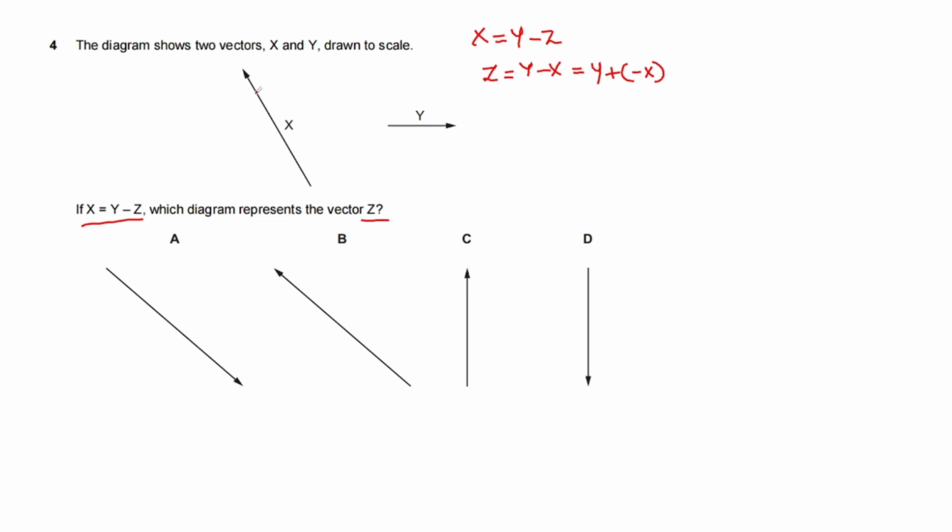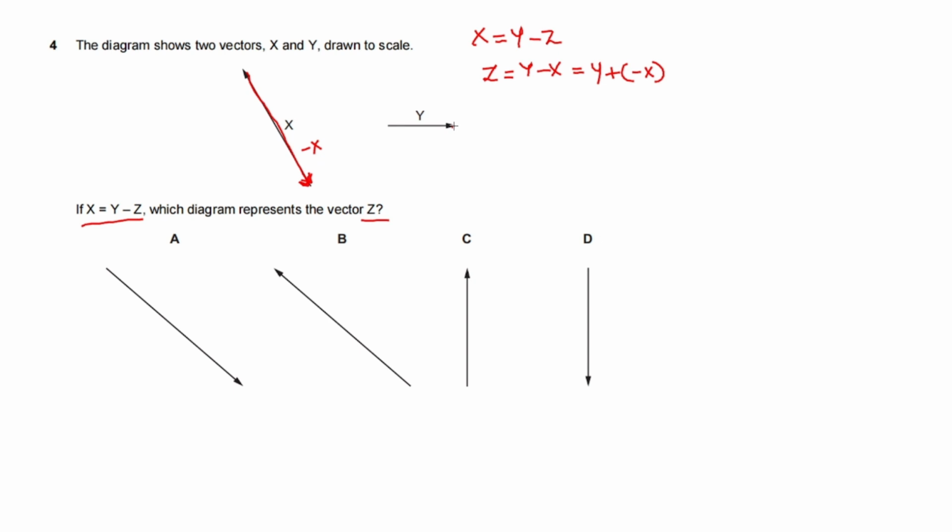How do we find the negative? In the case of vectors, the negative of a vector has the same magnitude but the opposite direction. So the X vector would have the direction opposite to the previous one. This one would represent minus X. Then you can use the triangular method and move to this vector.